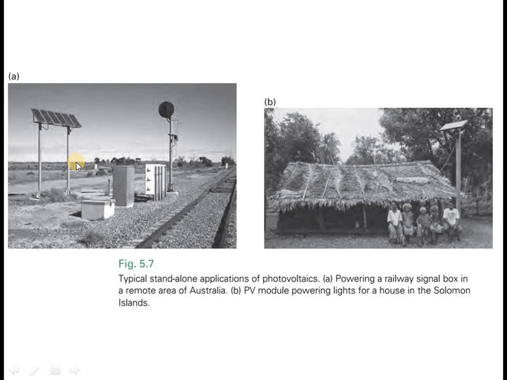Typical examples are given. Such a system can be used in a remote railway station, for example, where power supply and public distribution system are not available. A solar battery system can be used for signaling purposes. And in tribal areas, for example, where electricity supply is not available, which are located in dense jungles, such an independent standalone solar supply can be given.